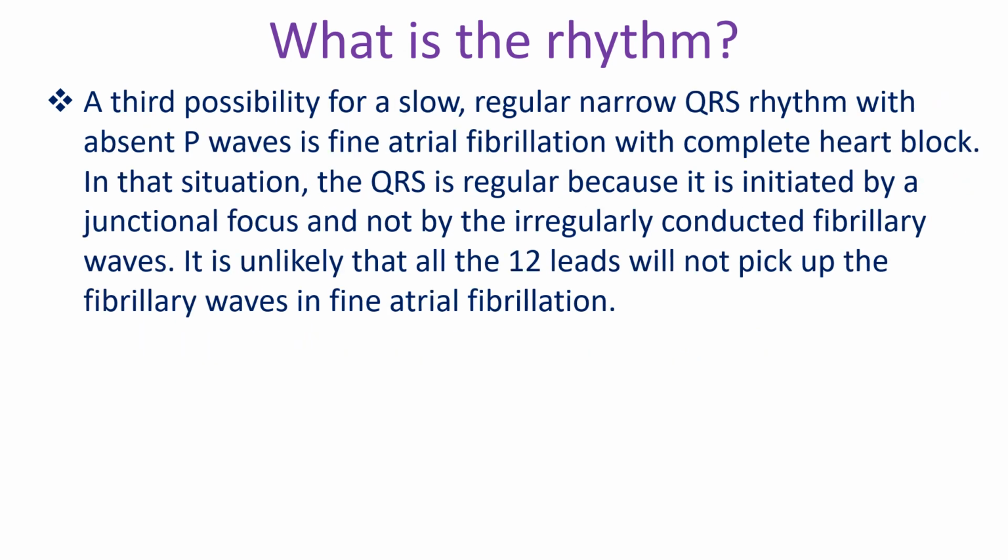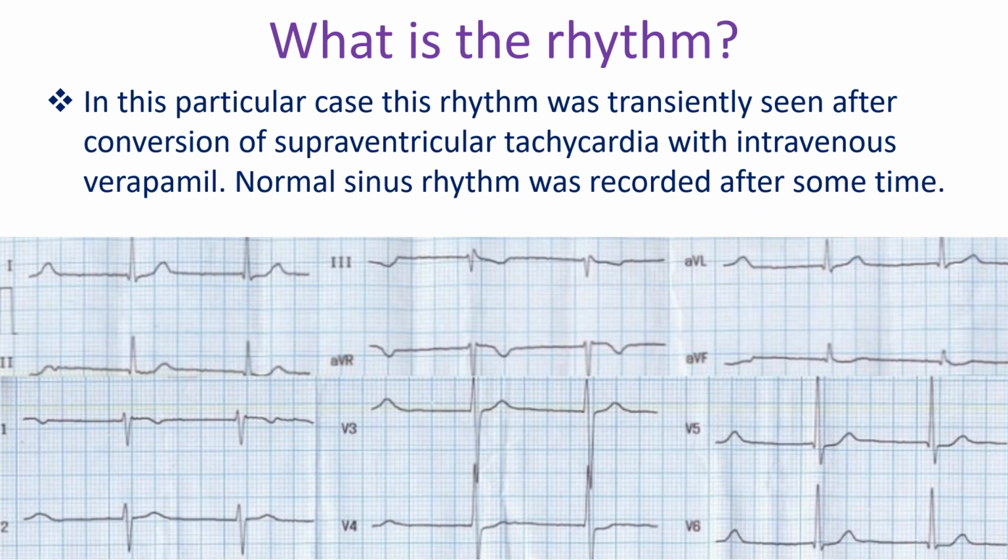A third possibility for a slow, regular, narrow QRS rhythm with absent P waves is fine atrial fibrillation with complete heart block. In that situation, the QRS is regular because it is initiated by a junctional focus and not by the irregularly conducted fibrillary waves. It is unlikely that all the 12 leads will not pick up the fibrillary waves in fine atrial fibrillation. In this particular case, this rhythm was transiently seen after conversion of supraventricular tachycardia with intravenous verapamil. Normal sinus rhythm was recorded after some time.